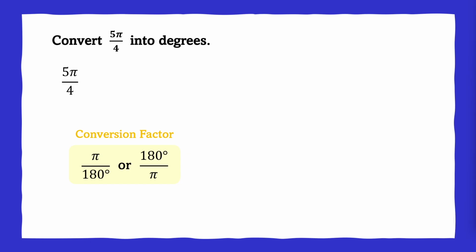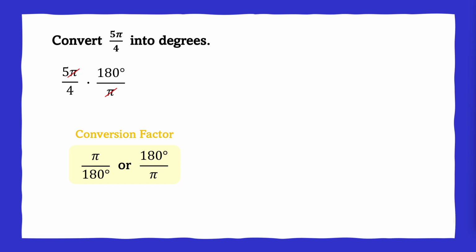Since we're starting with radians and want to end up with degrees, we need to cancel out the pi unit. To do this, we multiply by 180 degrees over pi, because the pi in the numerator of our original number will cancel with the pi in the denominator of the fraction. The pi's cancel out, leaving only degrees.